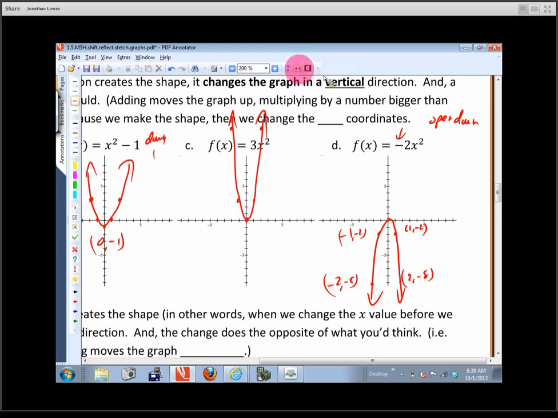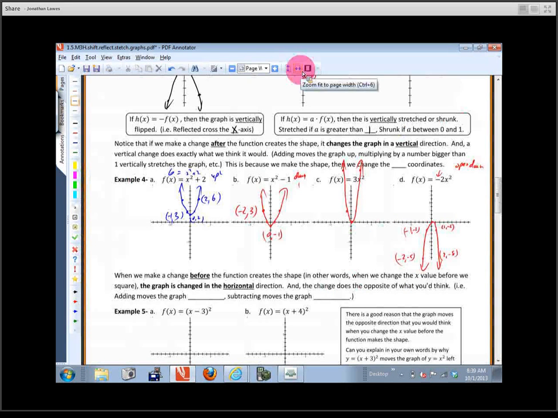Okay, here's what I want you to take a look at. Everybody watching? Made the shape, added 2. That moved it up 2. Made the shape, subtracted 1. That moved it down 1. Made the shape, times it by 3. That vertically stretched it. It made all the points taller. It made the graph steeper. Made the shape, then times it by -2. The negative flips it across the x-axis. It's a reflection across the x-axis, and stretches it out. So this is what we get here.